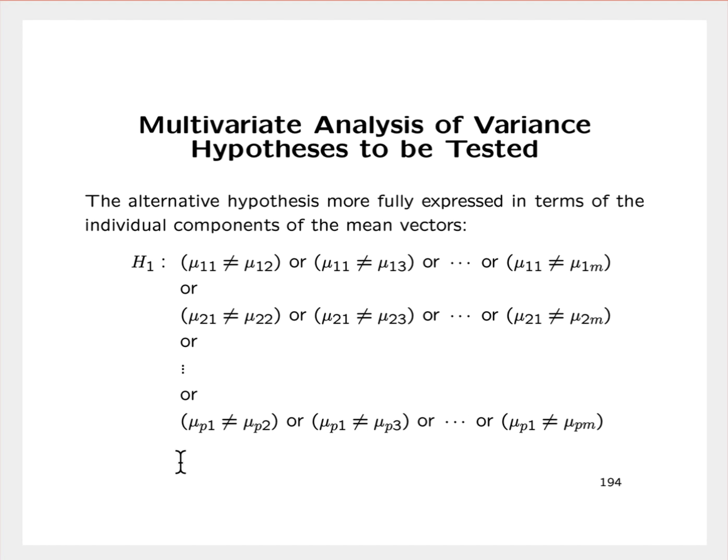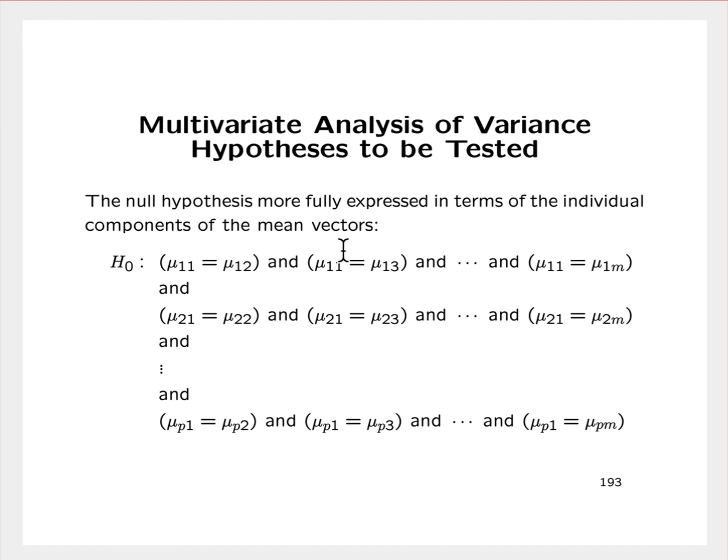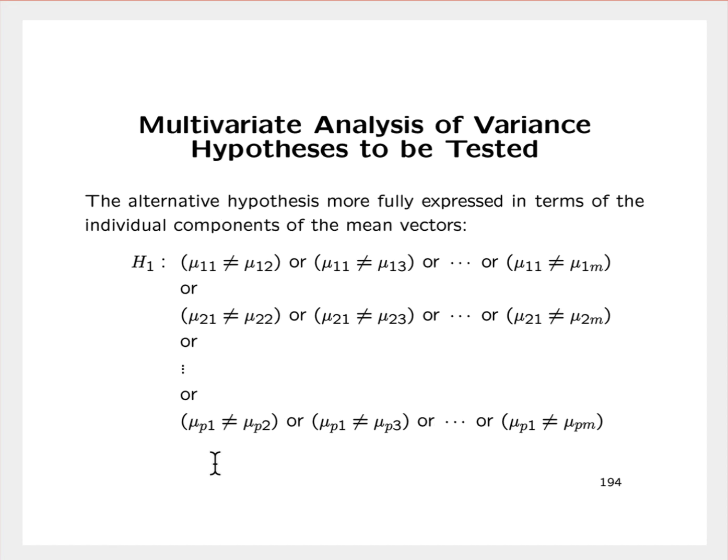Okay, so that's been fixed. So then we're looking at this last set of possibilities. Mu sub p1 is not equal to mu sub p2, or mu sub p1 is not equal to mu sub p3, and so forth out to, or mu sub p1 is not equal to mu sub pm. So in other words, at least one of these, this is the opposite. The null hypothesis here says that all of these equalities are true. The complement, or the alternative, says that at least one of these equalities is not true, and that's the long way to write this.